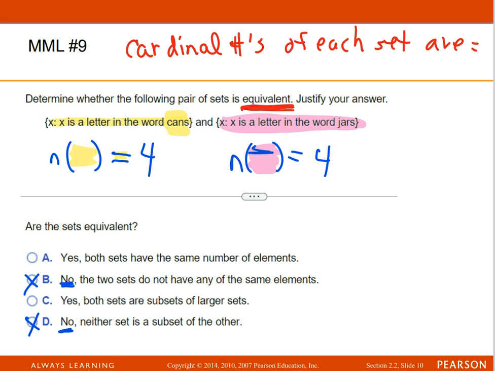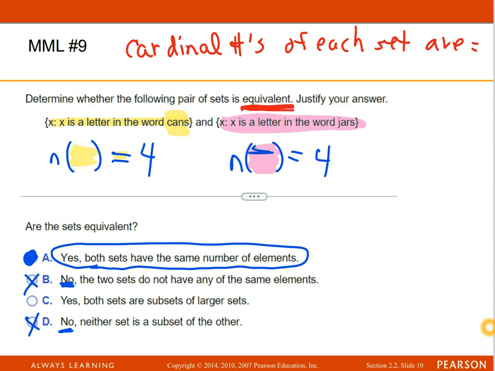Both sets have the same number of elements. That is the definition of a cardinal number, same number of elements. Cardinal numbers is how many elements they have, and equivalent means the same number of elements. So it's yes. And I'm going to stop with this video and do another one.